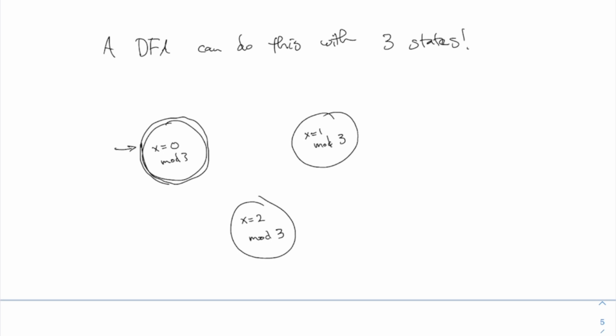A tantalizing thing. You can think about it over the weekend if you like. How do you put the arrows in here? We'll do that at the beginning next time.